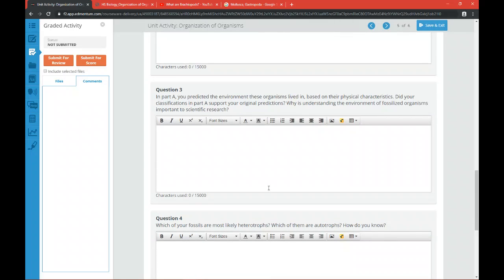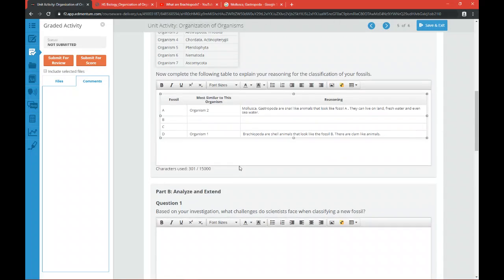In question 3, in part A, you predicted environments these organisms lived in based on their physical descriptions. Did your classification in part A support the original prediction? Why is understanding the environment of fossilized organisms important to science research? So there's 2 different questions right here being asked.